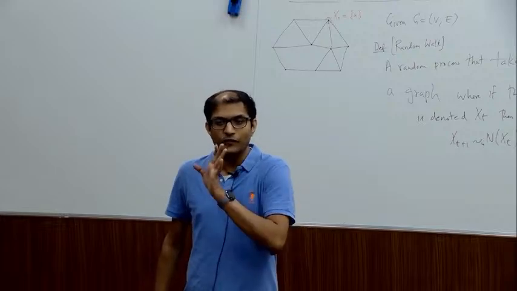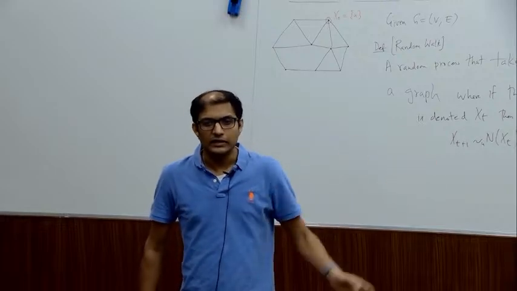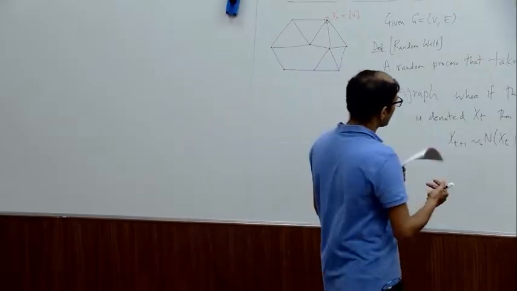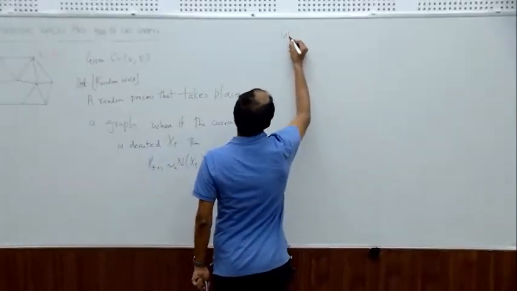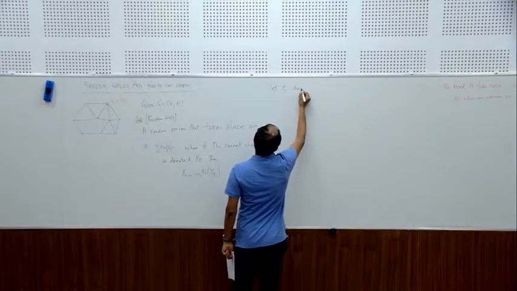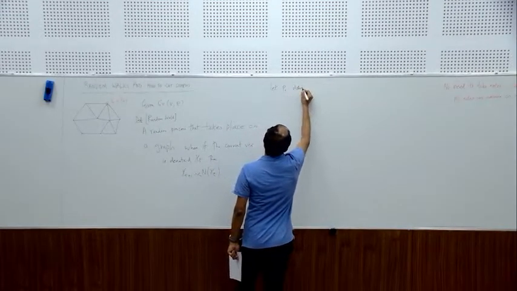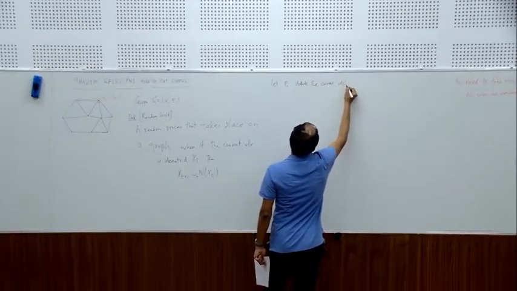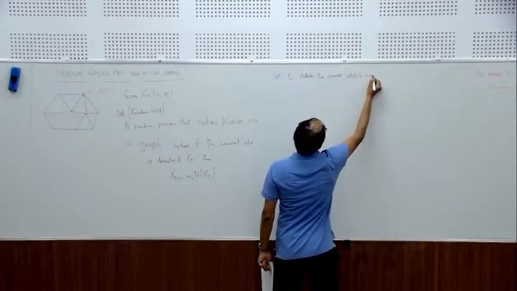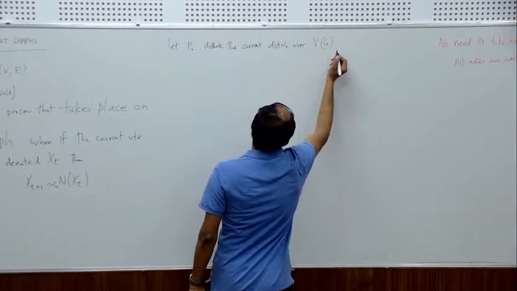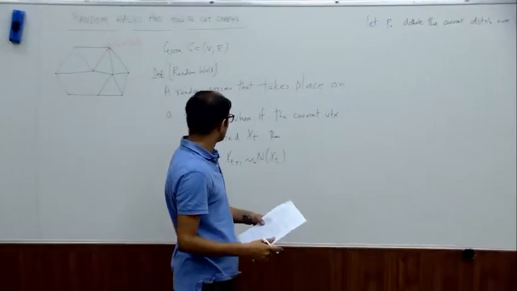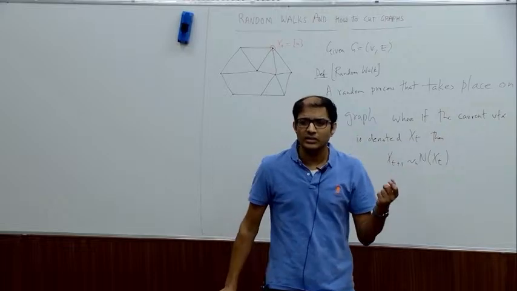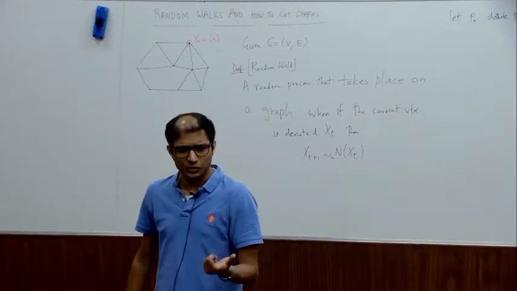But it turns out that we are in a very lucky situation. We are trying to analyze graphs. Linear algebra suffices. Okay? We will try to understand that first. So here is what I'm going to do. Let P0 denote the current distribution over vertices. P0 is the distribution from which x0 is chosen. I want to understand the distribution from which x1 is chosen.